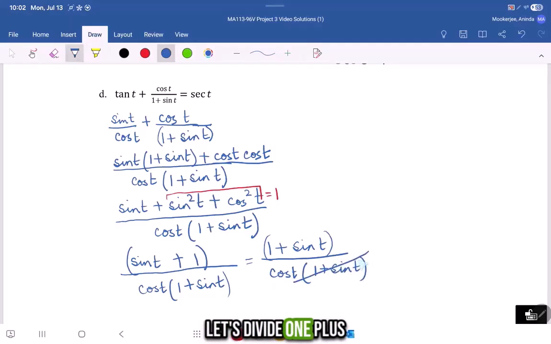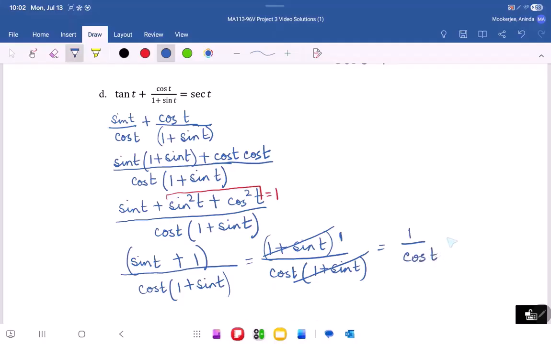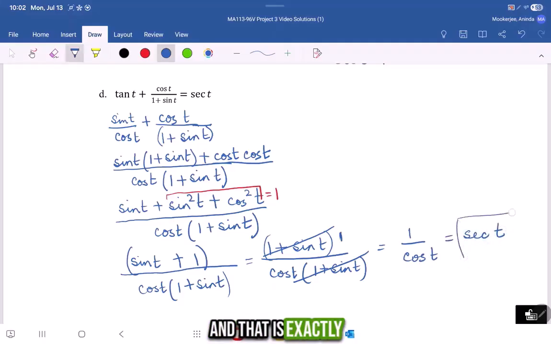Let's divide 1 plus sine t and 1 plus sine t. So we end up with 1 divided by cos t, which is equal to secant of t. And that is exactly what we have on the right-hand side of the identity. So now we have verified the given identity here, which is tan t plus cos t divided by 1 plus sine t equals secant t. So it's very important to show all the steps that lead to the final verification, right?